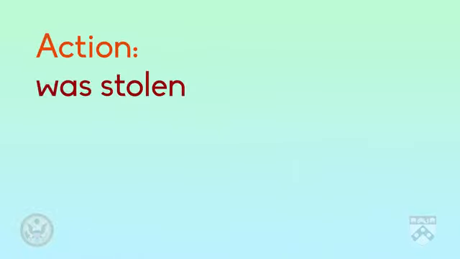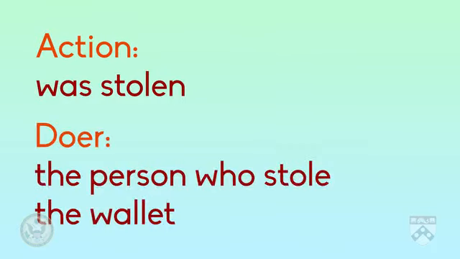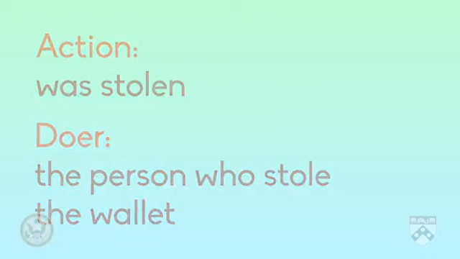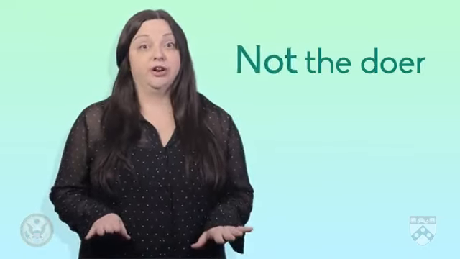Similarly, we don't know who made the mistakes in the article, but we can understand that it means the journalist who wrote the article. And finally, in the last example, we don't know who stole the wallet. So in this example, the emphasis is on the action, was stolen, rather than the doer, the person who stole the wallet. Therefore, you can see that we use the passive voice to focus on the action or the receiver of the action, not the doer.